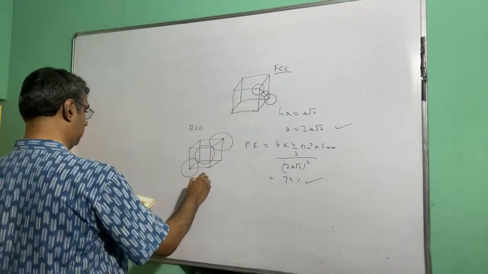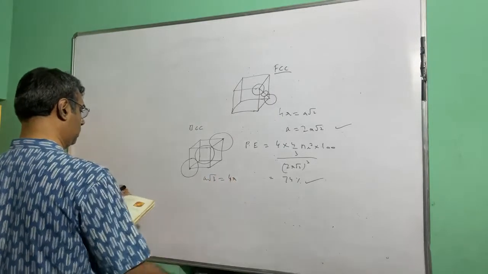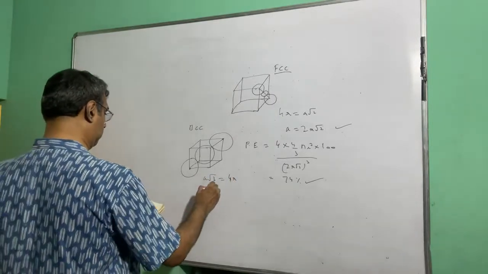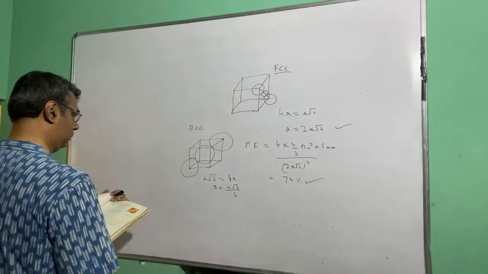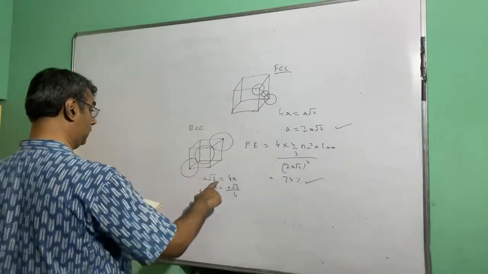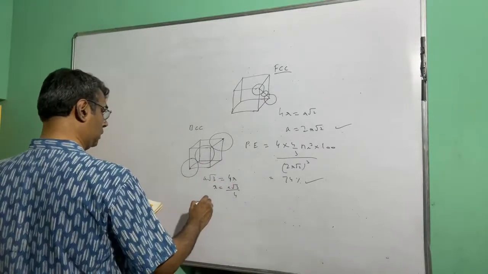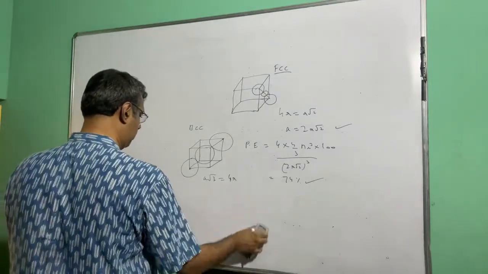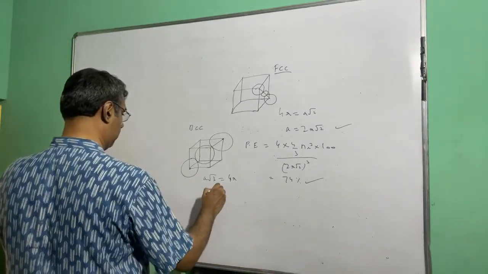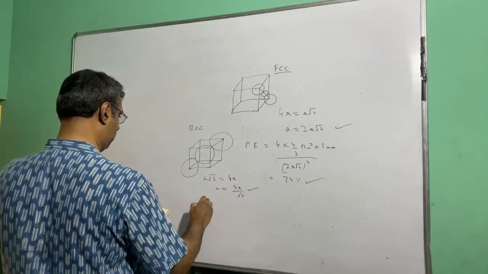Therefore the body diagonal is a root 3. So a root 3 will be equal to 4r. So r will be equal to a root 3 by 4. This body diagonal is a root 3, that is 4r, so r is a root 3 by 4, or you can say that a is 4r by root 3. So this is number 1.